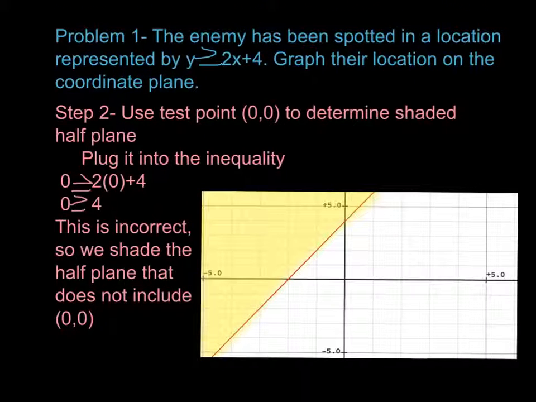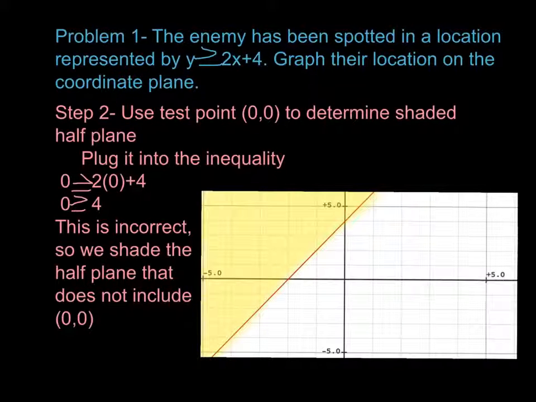Our second step will be to choose a test point. I chose (0, 0) because it is not on the boundary, and then you plug it into the inequality. This gives us 0 is greater than or equal to 2 times 0 plus 4, which, through simplification, becomes 0 is greater than or equal to 4. This is a false statement, so our test point (0, 0) does not work in the inequality. In this case, we will shade the half-plane that does not include (0, 0).